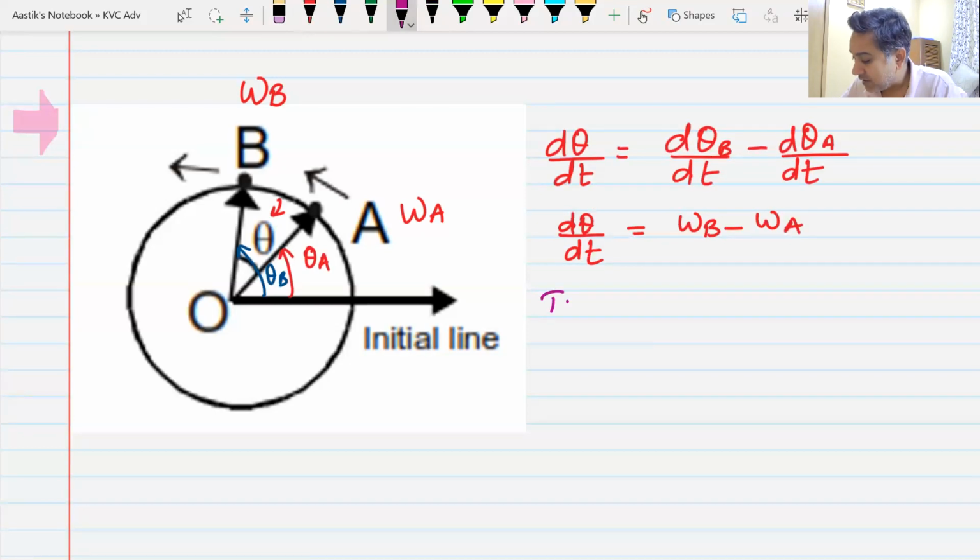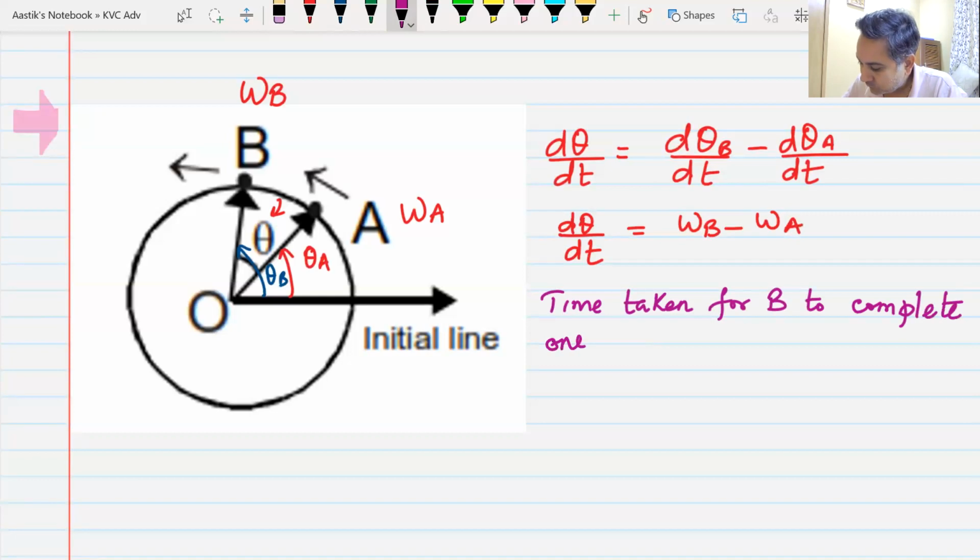Then they ask you the time taken for B to complete one circle with respect to A. That means they can put the question like this: at 0 seconds, B has overtaken A. After how much time will it again overtake A? Because they are moving in a circular path. Do you understand this? Yes, sir.